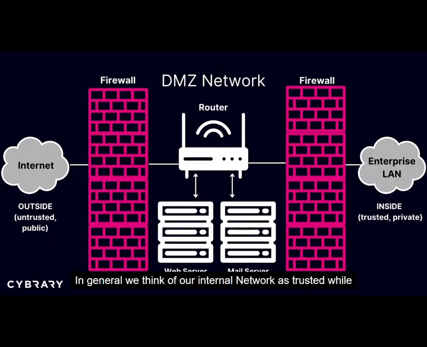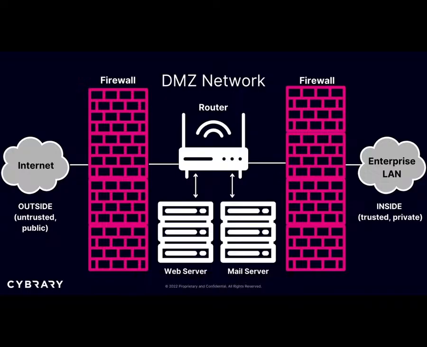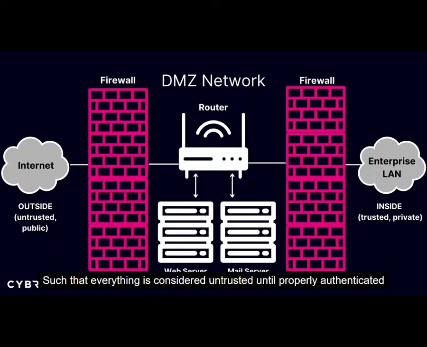In general, we think of our internal network as trusted, while our external networks like the internet are untrusted. But as I mentioned previously, we also have to start thinking about zero trust, such that everything is considered untrusted until properly authenticated, even inside your internal network.